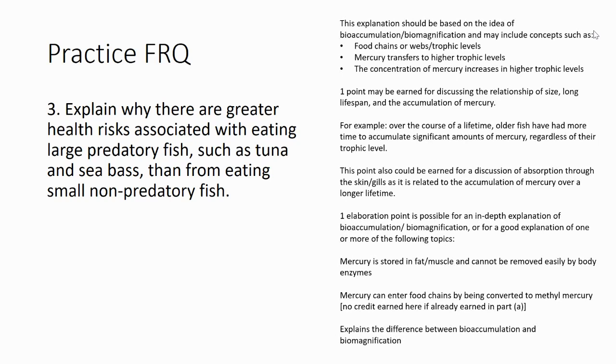And here are the accepted answers from College Board. So your explanation should have been based on the phenomenon known as bioaccumulation and biomagnification. So you could have mentioned things such as mercury transfers to higher trophic levels. Concentration of mercury is going to increase in those higher trophic levels. Here would be an example, right? Over the course of a lifetime, older fish have had more time to accumulate significant amounts of mercury, regardless of their trophic level, is also another point that you could have mentioned.